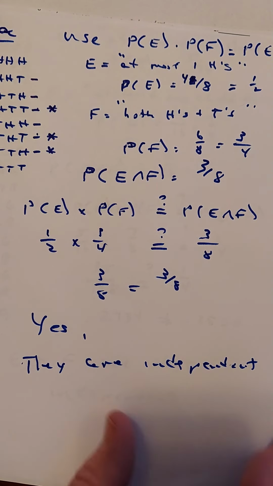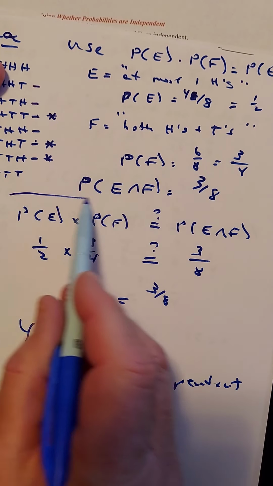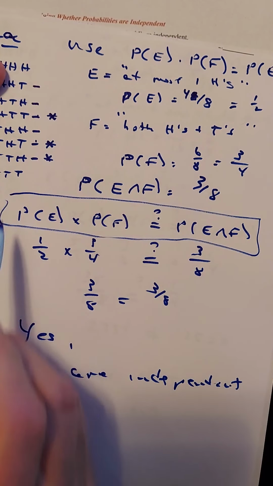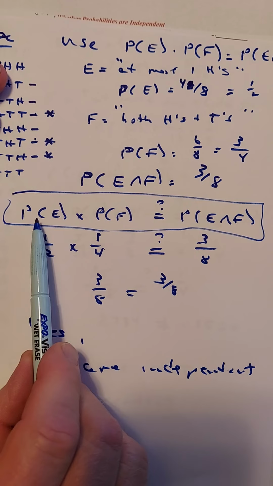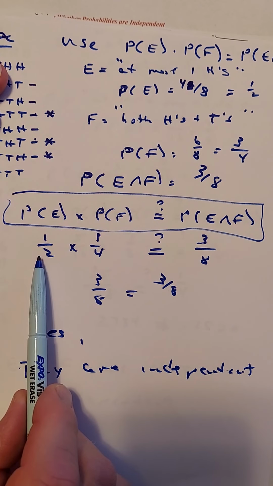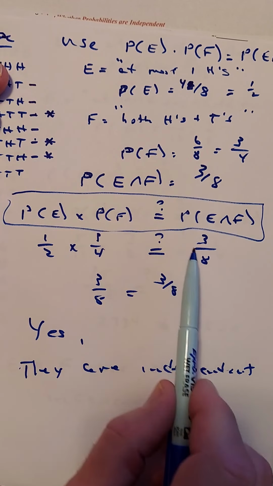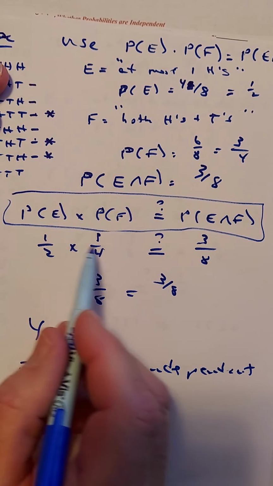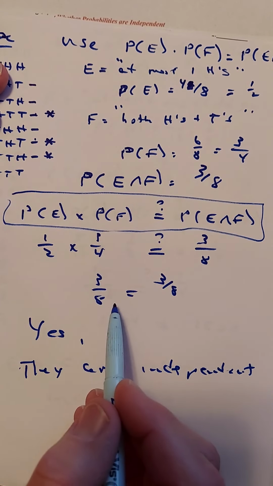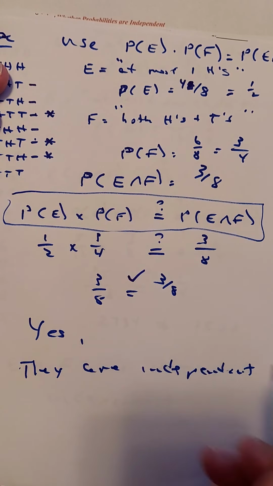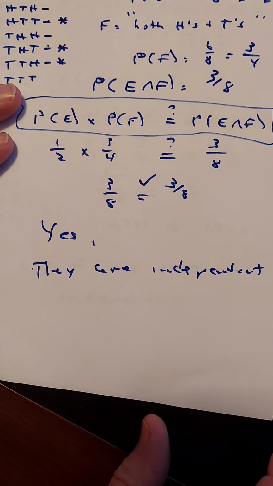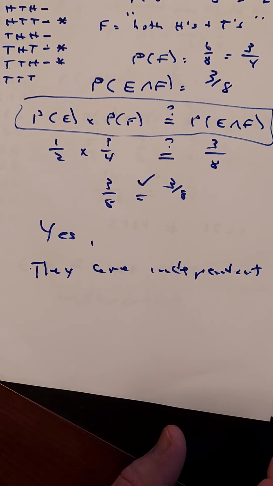Okay, so now that you got those probabilities, now we're going to plug into the formula and see if it works. The probability of E was 1/2. Probability of F is 3/4. And E and F is 3/8. So if I multiply those 2 together, you do get 3/8. So 3/8, yes, that's equal. So yes, you can say they are independent of each other. That means when one of them happens, that doesn't affect the other one.